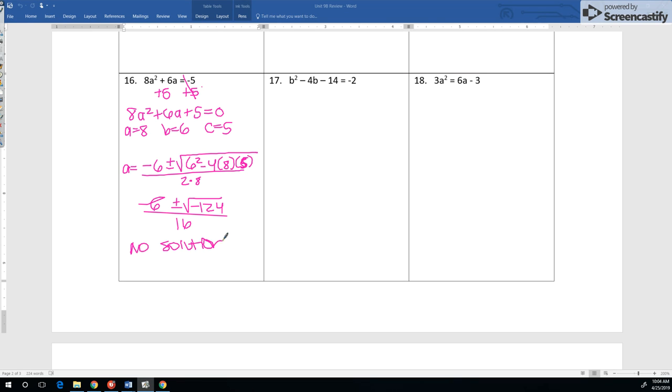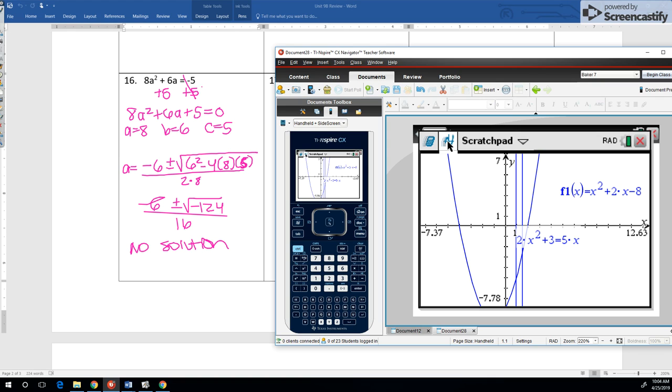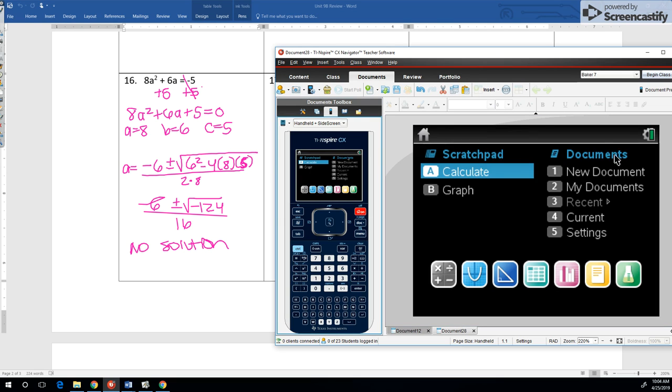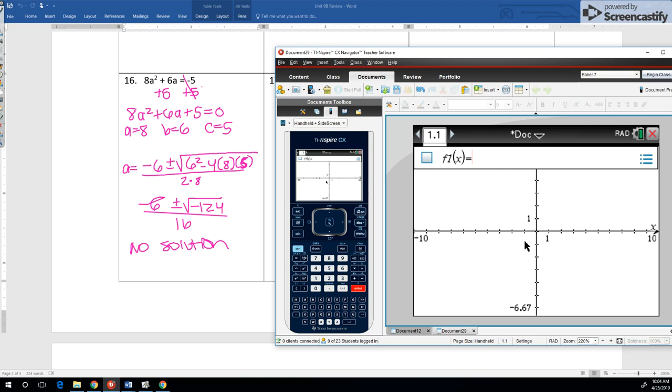So we can see what that looks like in the calculator. I actually don't want to graph it as a relation. I want to graph it as a function. Okay, so I'm going to graph 8x squared plus 6x plus 5, and we see that we don't have any x-intercepts.